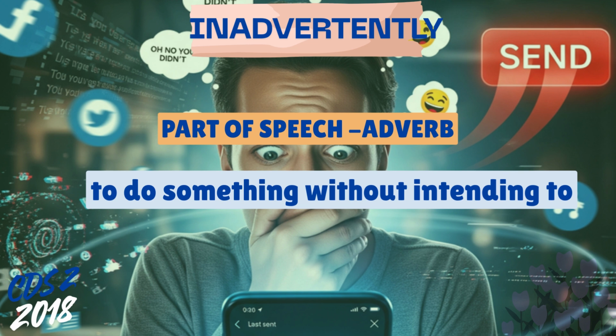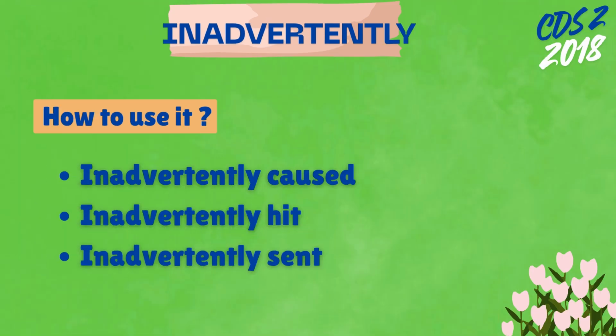In the next section, let's see how to use this word with other words. So here are some collocations on your screen. The first one is inadvertently caused, then inadvertently hit, then inadvertently sent. In the next section, let's see how to use this word in a sentence.